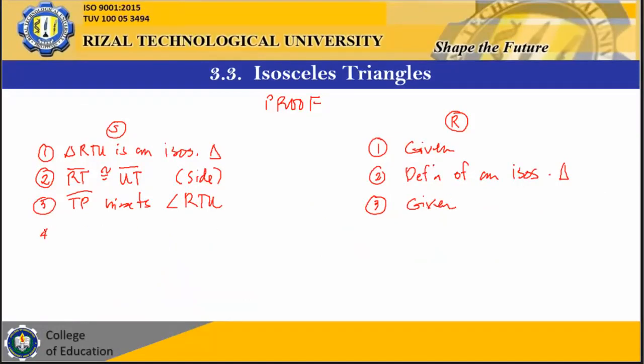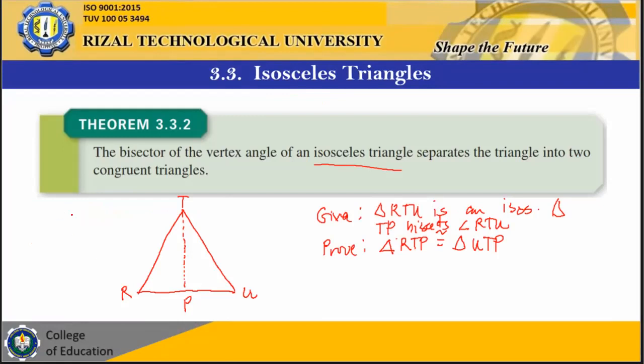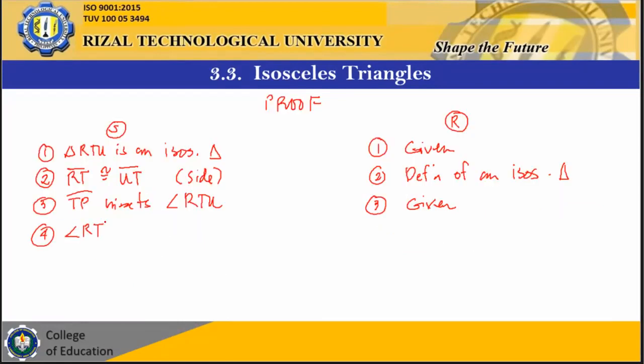Given. Okay? As I mentioned, that TP bisects RTU and it divides the angle which is RTU into two congruent angles. So we have RTP. So angle RTP is congruent to angle UTP. Okay. This is definition of angle bisectors. Tama? Good. Opo. Okay, yes, next.